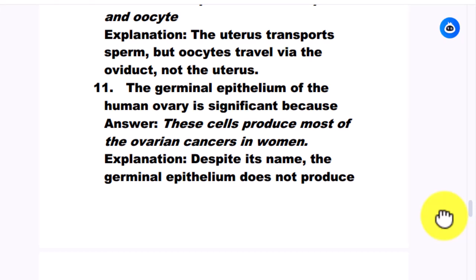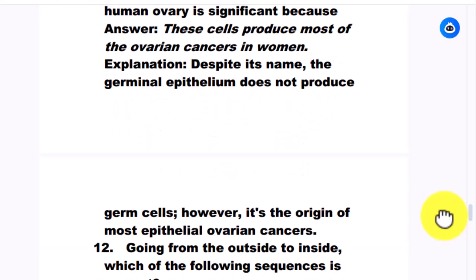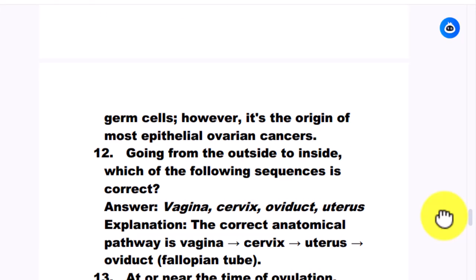The germinal epithelium of the human ovary is significant because these cells produce most of the ovarian cancer in women. Despite its name, the germinal epithelium doesn't produce germ cells. However, it's the origin of most epithelial ovarian cancers.